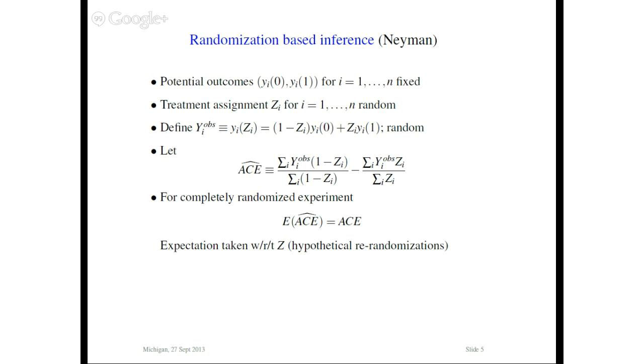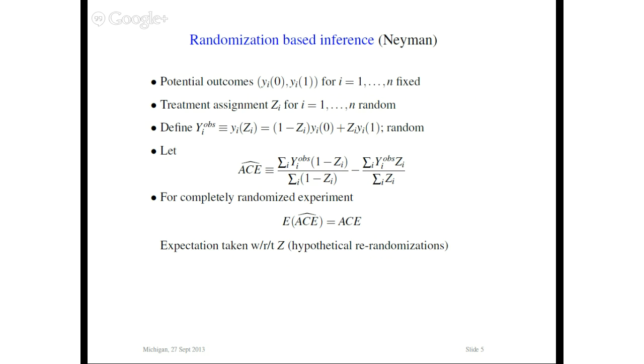And then Neyman suggested as an estimator for the average causal effect, this guy, ACE hat, which is exactly what you would think to do: just take the average of the observed responses amongst individuals that are assigned control, subtract from that the average of the observed responses of individuals assigned treatment. And what Neyman showed was that in a completely randomized experiment, this was an unbiased estimator of the average causal effect. And by that, when we say unbiased, we mean the expectation equals ACE. And here we're taking the expectation with respect to Z.